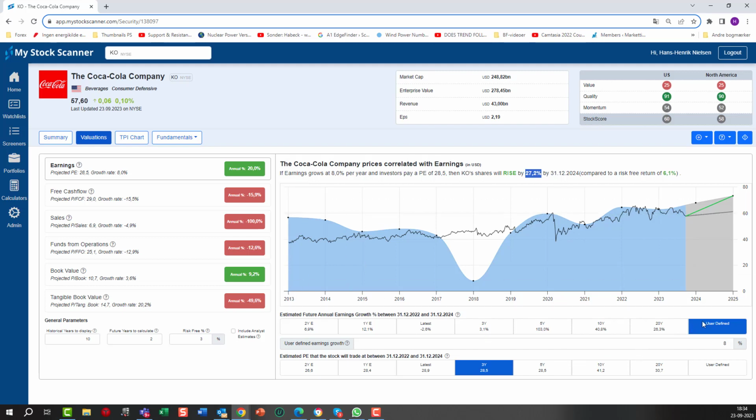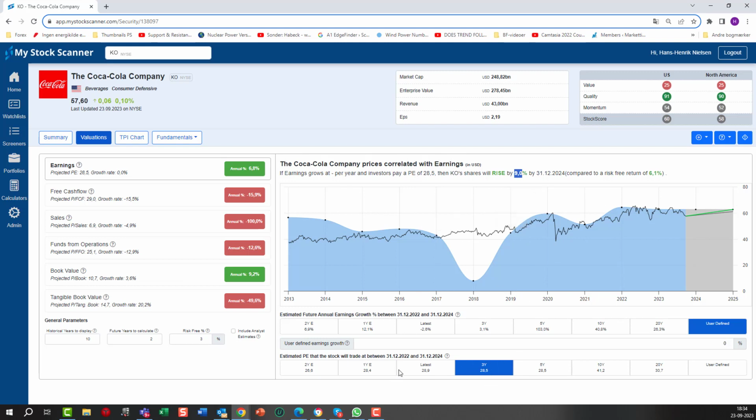Of course, it all depends if we get it right, if we get these numbers right. Because what if they only grow by 5%? Well, they will still go up by 20% the next 5 quarters. What if they don't grow at all? Well, they would still rise 9% if the price earning is 28. So even without growth over the next 2 years, Coca-Cola is actually still a decent stock.